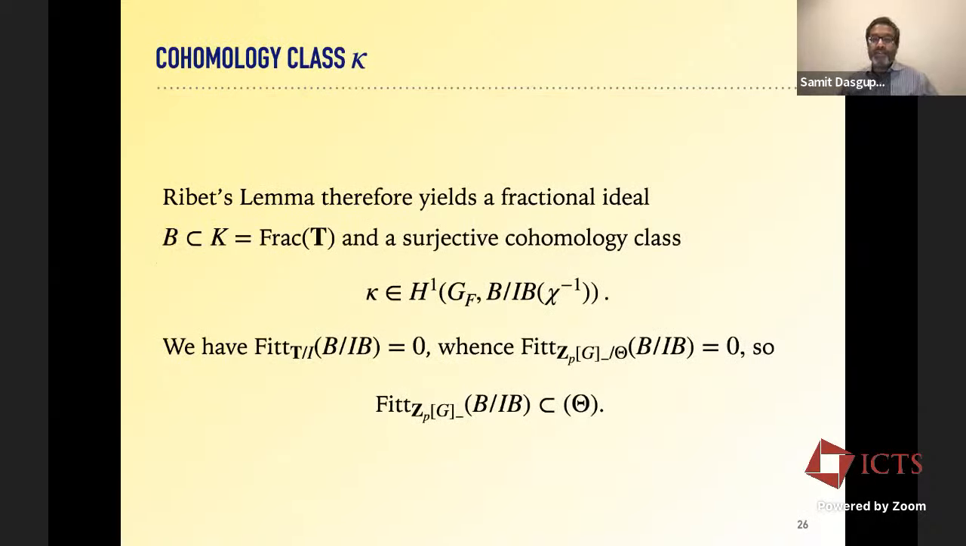So now let's say you have a surjective cohomology class valued in B mod IB, where B is a fractional ideal. The last step, or there's two things we need to prove about them.